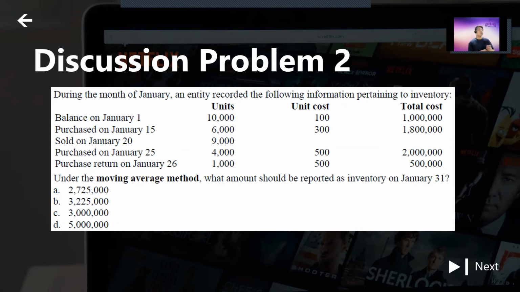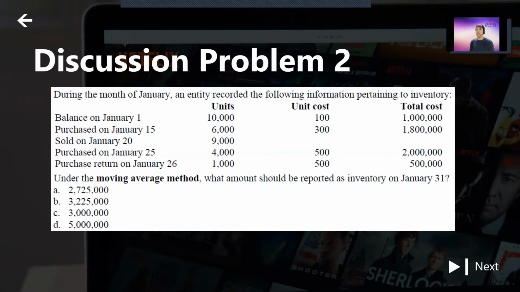Tandaan, during our discussion earlier, napag-usapan natin that we have to calculate for the average cost every time there is a purchase or a purchase return. So pag-usapan natin yung discussion problem number 2. Let me read the requirement first. Under the moving average method, what should be reported as inventory on January 31?